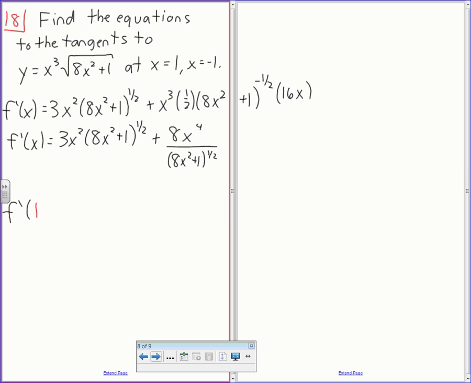So f prime of 1 is going to be your slope at x equals 1. So it's going to be 3 times 1 squared times (8 times 1 squared plus 1) to the 1/2, plus 8 times 1 to the 4th, all over (8 times 1 squared plus 1) to the 1/2. Okay, so I still have a 1 everywhere.